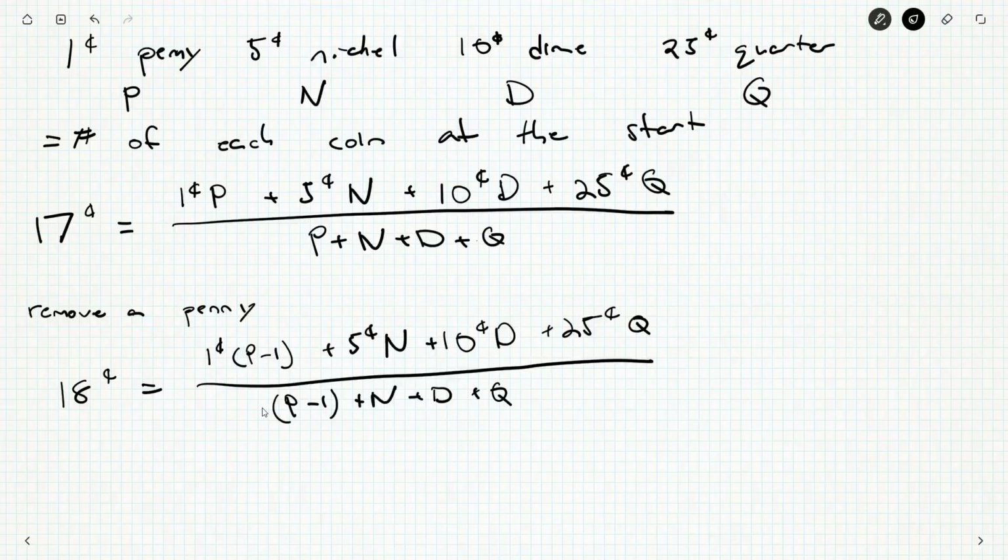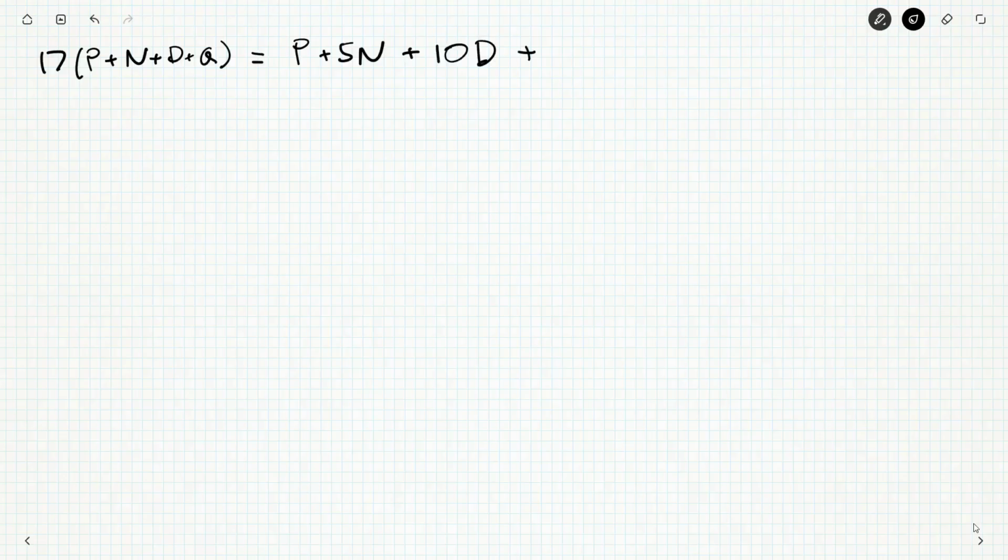And I'm tempted to try and get an equation linking the two. So I'm going to take both these equations and call them equation 1 and equation 2. I'm going to get rid of the fraction part, so I'm going to multiply equation 1 by P plus N plus D plus Q, and equation 2 by P minus 1 plus N plus D plus Q. So we're going to get 17 times P plus N plus D plus Q, equal to 1P plus 5N, and I'm dropping the cent sign just because it's extra writing that only serves to clutter things up.